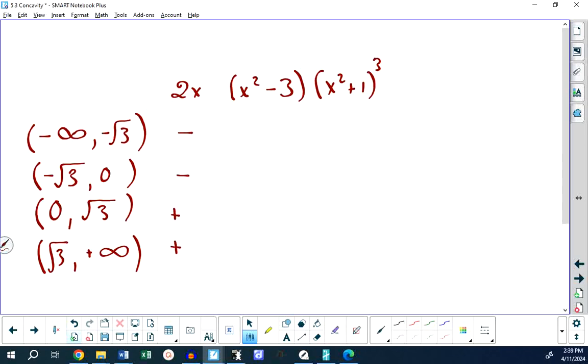That first row should be easy. When x is negative, 2x will be negative. When x is positive, 2x will be positive. The last row should be easy. Even though the x squared plus 1 is not squared, it's cubed, it's still positive everywhere because x squared plus 1 is going to be positive everywhere.